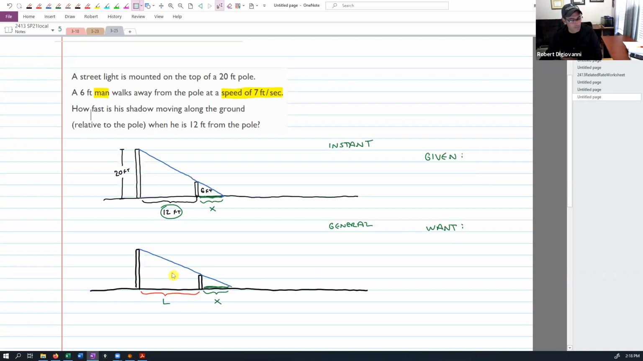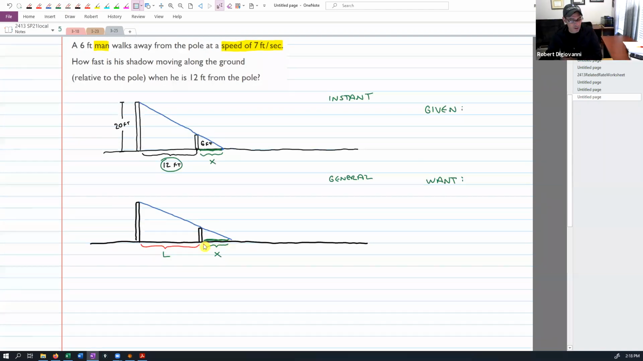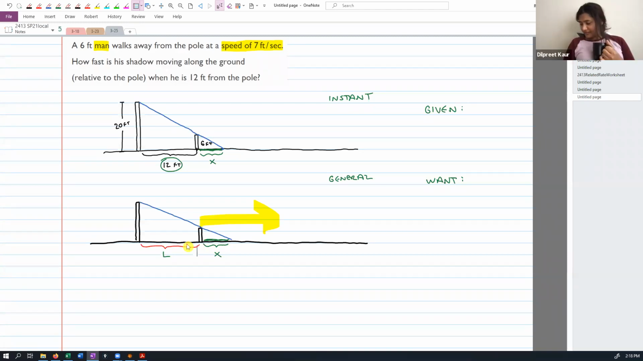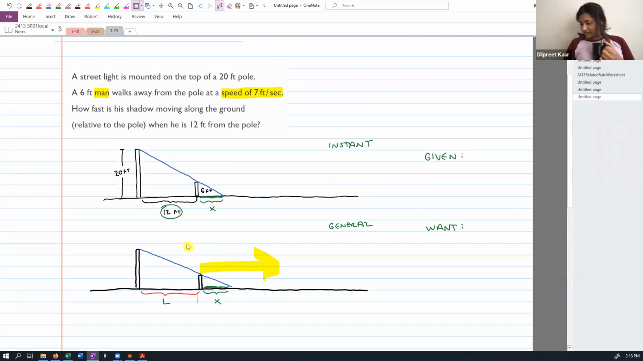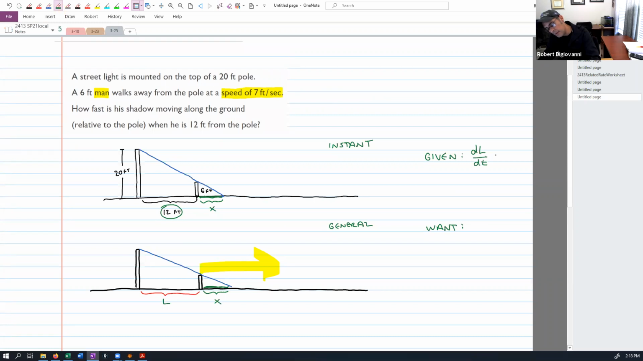Which variable here represents the man? X is his shadow, right? L is the distance from the man to the pole. So if the man is moving to the right at 7 feet per second, then shouldn't L be growing at 7 feet per second? That's the rate that L grows. So this should be dL/dt is 7 feet per second.